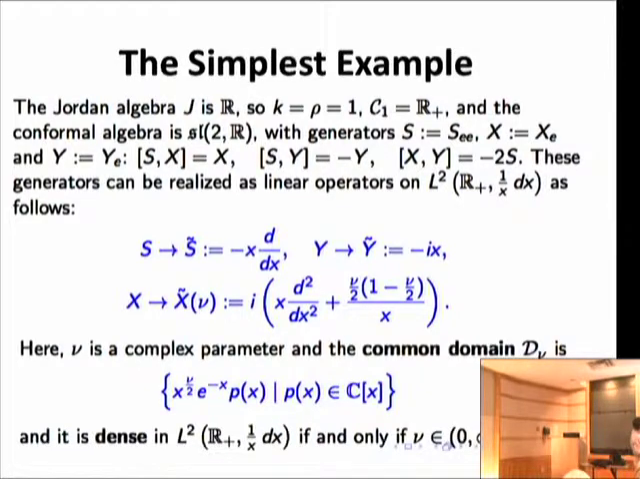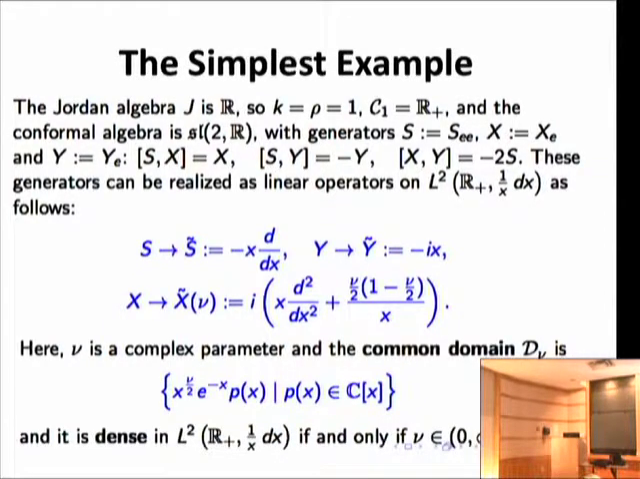Now, this generator will be geometrically realized as a linear operator on this Hilbert space. As we know, this differential operator cannot act on all of them. So we have to choose a domain of definition. Okay? Because I say this commutation relation should be closed, there must be a common domain of definition. And this domain has to be dense. Okay? So we can choose one like this.